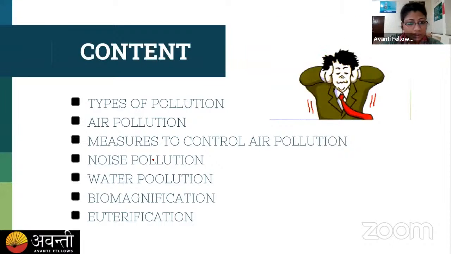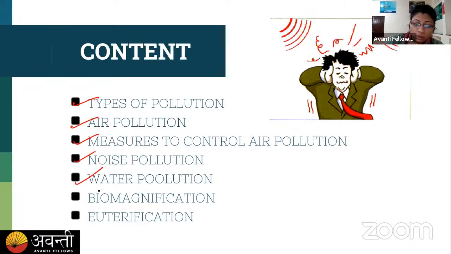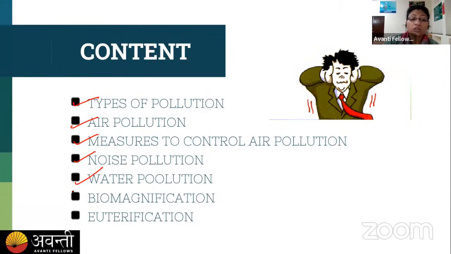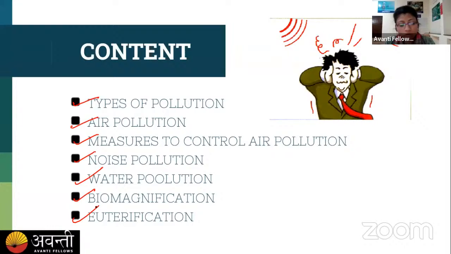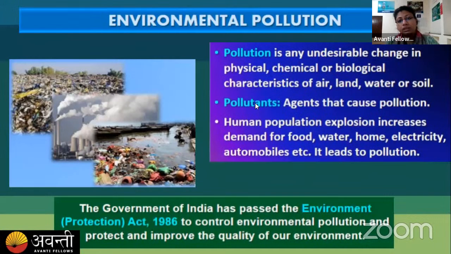So today we are going to discuss the types of pollution: air pollution, measures to control air pollution, noise pollution, water pollution, biomagnification, and eutrophication. These are the topics we are going to introduce today, and we are going to build a good understanding of them. As everyone knows, if we introduce something undesirable into an environment, pollution appears. So pollution is nothing other than an undesirable change. It can be physical, chemical or biological.